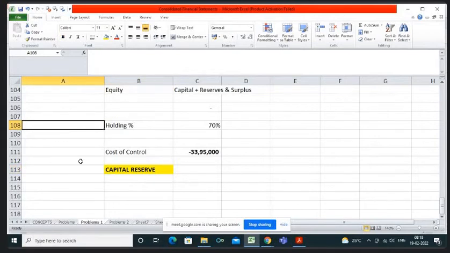Hope there are no doubts. Then we can proceed with the next problem. Just give me a couple of minutes before that. I will start with the next problem.